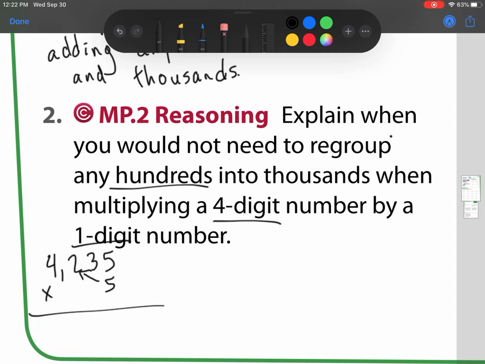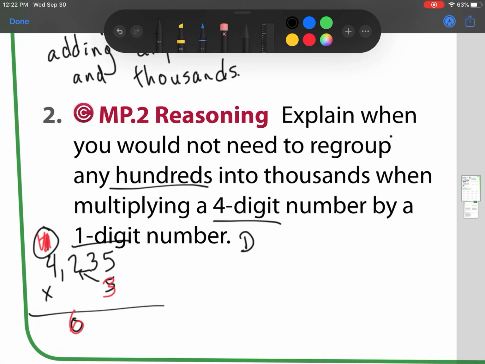5 times 2 is 10, so I'm regrouping here. But is there ever a time where I don't need to put anything in this top portion? Well, let's check. If this 5 becomes something smaller, like a 3, well then 3 times 2 is 6, and notice there'd be nothing to regroup up there. So that's our key, when our product is less than 9. So let's use that as the basis for our explanation.